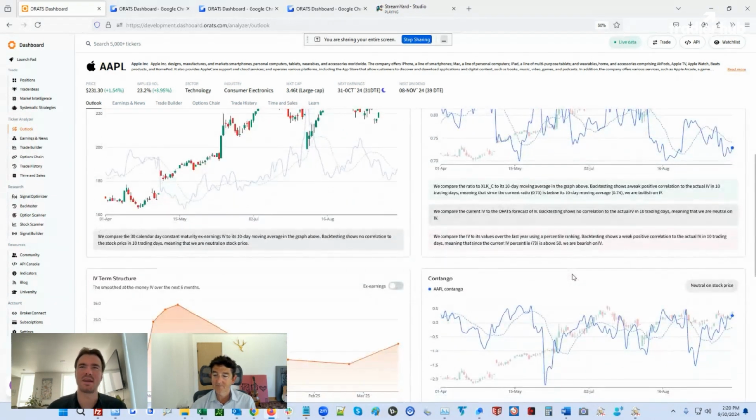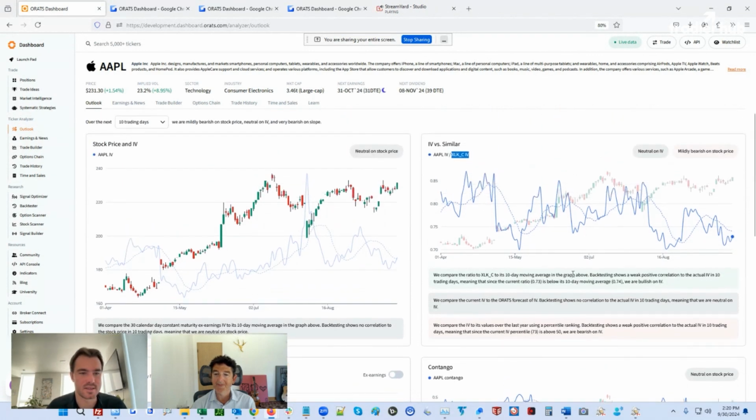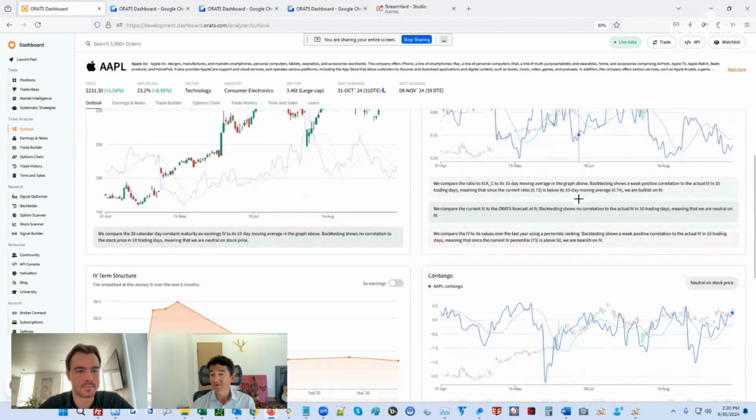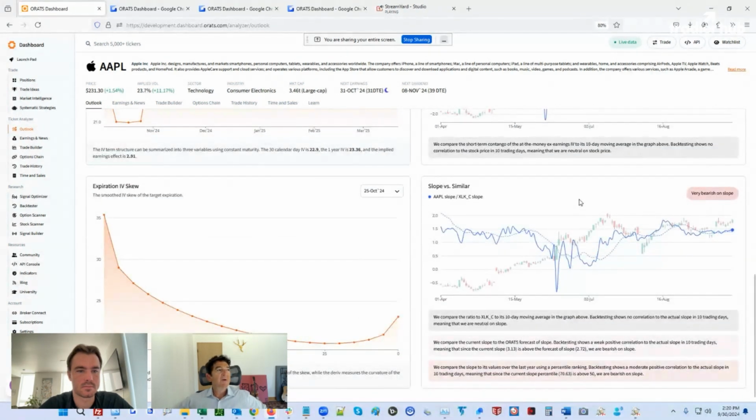Yeah, it's a really unique comparison that I don't think anybody else does. I've never seen it. I think internally some trading firms do it, but I've never seen anyone offer it. Same thing with the slope, Tyler. So again, when we get this very accurate way of calculating slope, then we can compare slope to all of its XLK brethren.